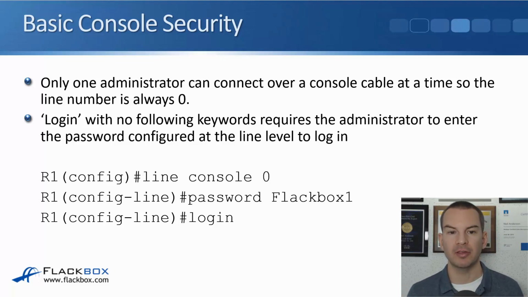So when you configure this, the line number is always going to be 0 because there's only one line number available. So our config would be a global configuration, line console 0, and then password, whatever password you want to be required, and then you put in the login command. You have to put in that login command as well. It's mandatory. When you say login, that means that whenever somebody connects over the console and wants to get access to the command line, they have to enter the password that is configured under the console line.